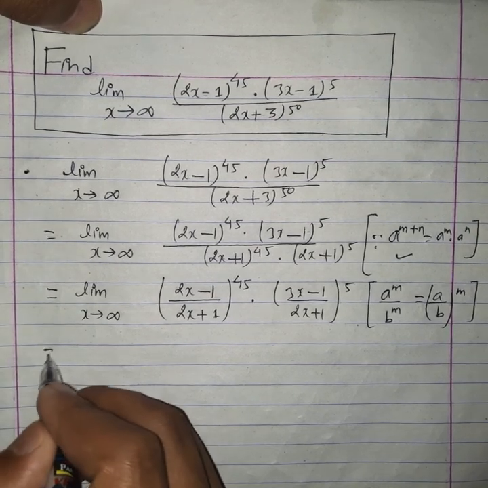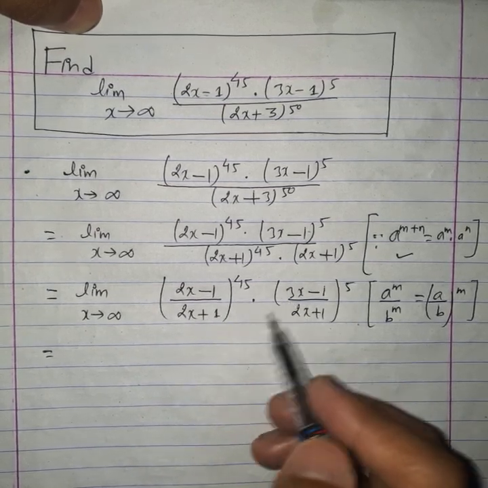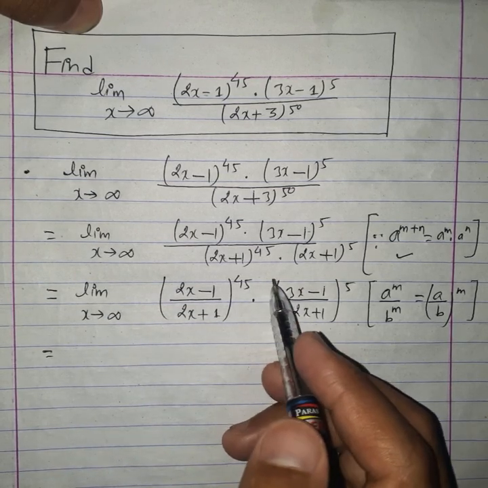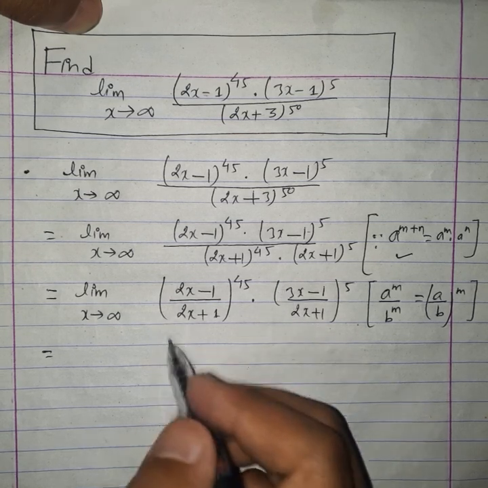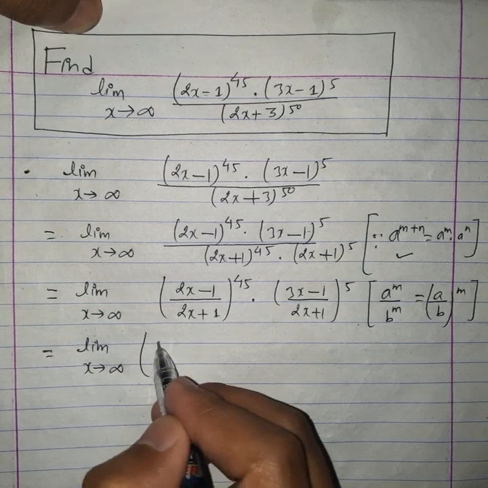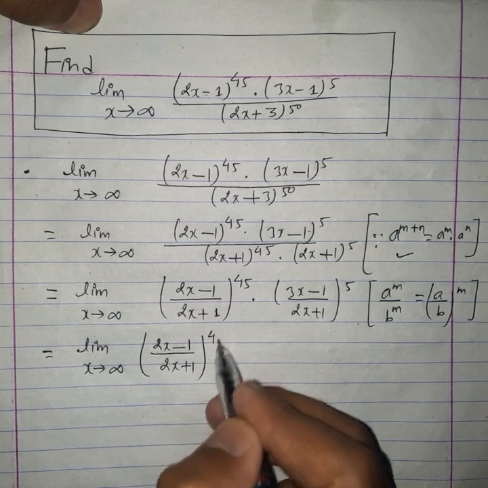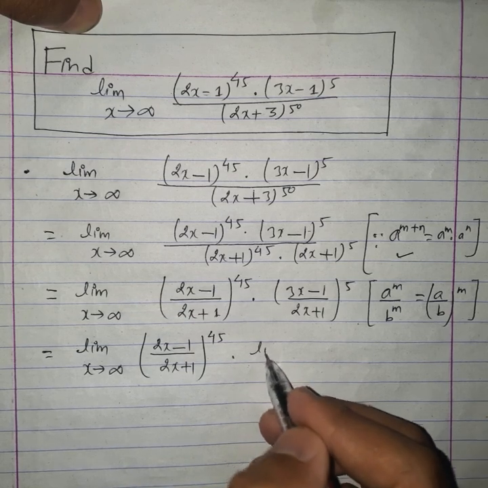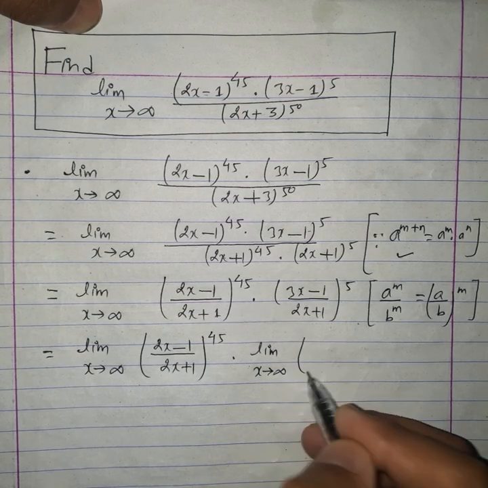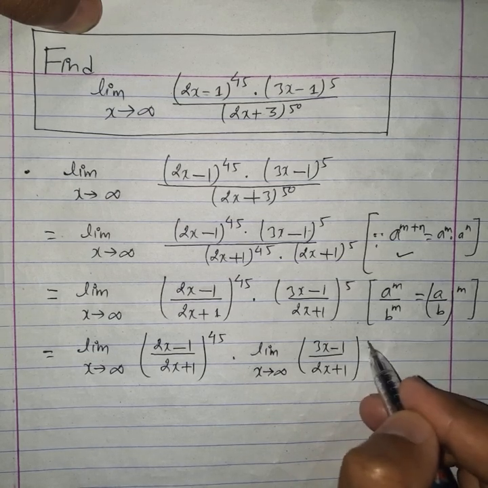And we know that the limit of the product of the functions, here the two functions are multiplied together, is the same as the product of the limits of those functions. It is the same as limit x approaches infinity of the first function (2x minus 1 over 2x plus 1) raised to the power of 45, times the limit x approaches infinity of the second function (3x minus 1 over 2x plus 1) raised to the power of 5.